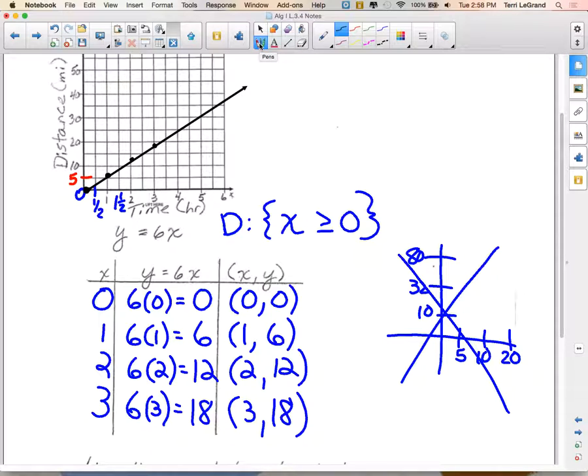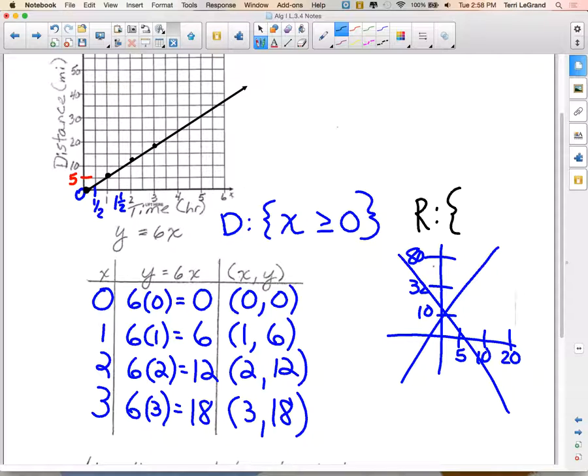So then, what's our range? What's a reasonable range we could say for this one? Is our range that 0, that 6, that 12, and then 18? Is it a continuous graph or a discrete graph? Continuous. Can we name every range value or every domain value on a continuous graph? No way. So we're going to have to do this as an inequality.